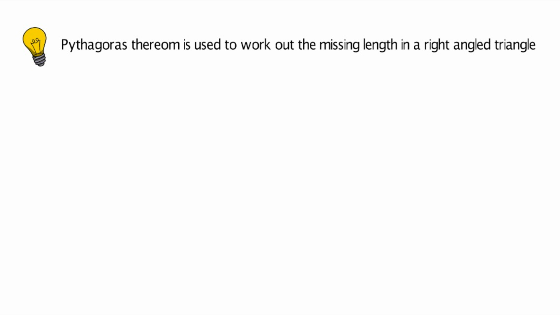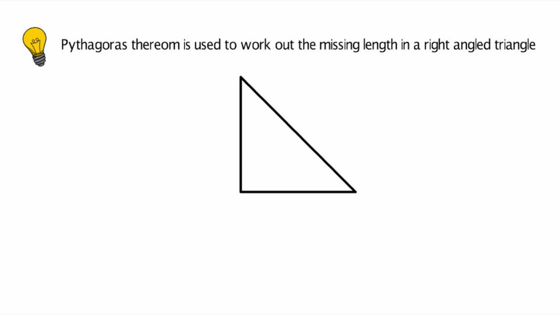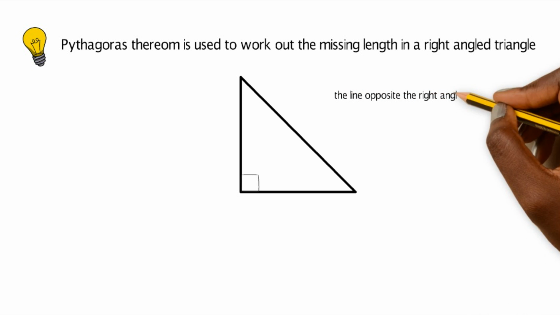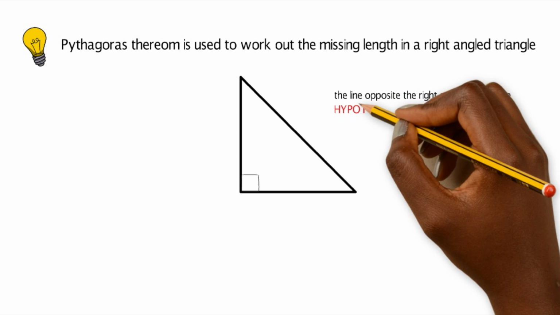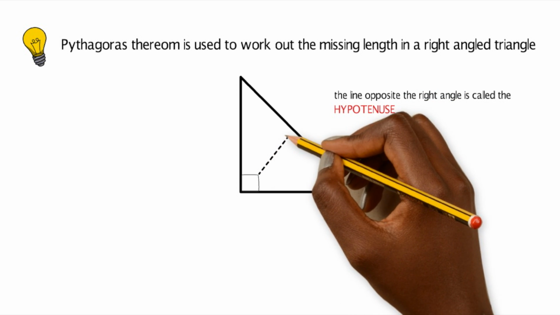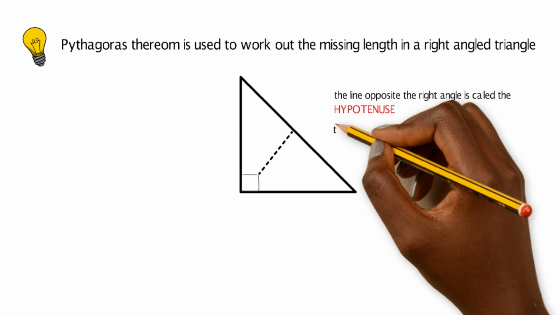So, if we draw a right angle triangle and the right angle, there we go. The line that's opposite the right angle has a name and it is called the hypotenuse. But don't focus too much if you can't remember that, just be able to identify the actual line. So I've drawn that out there.